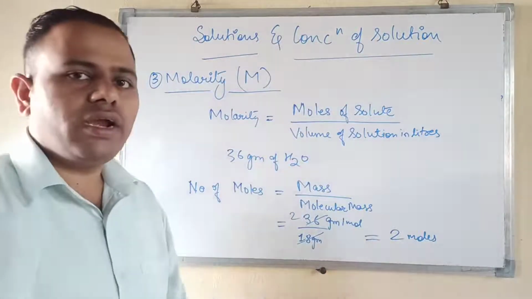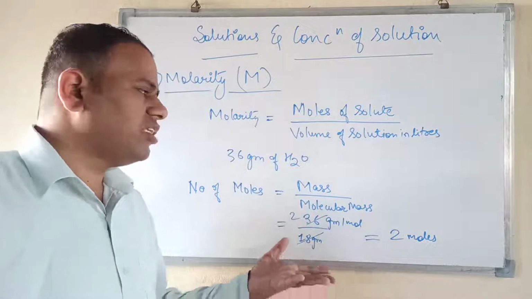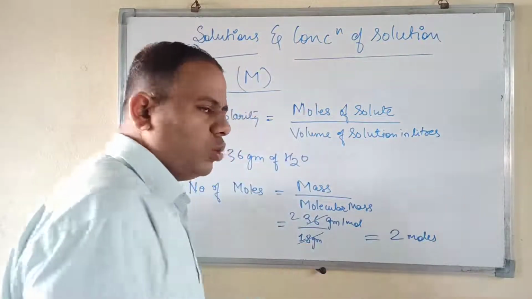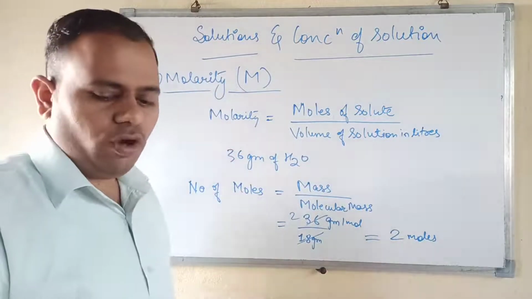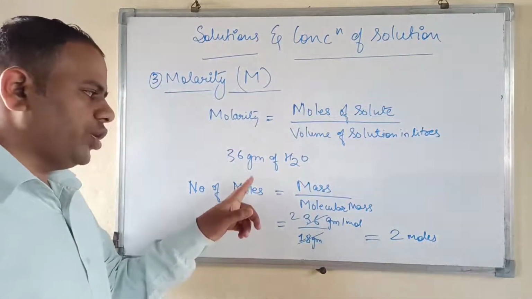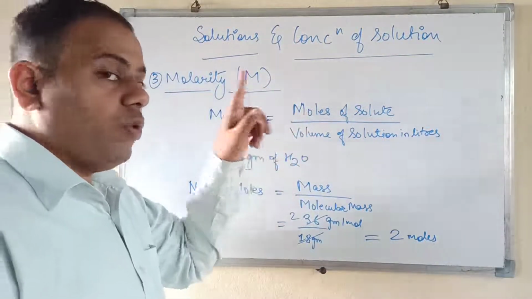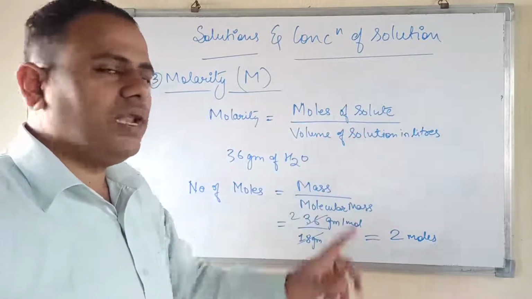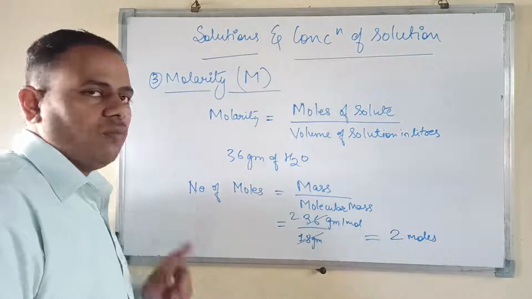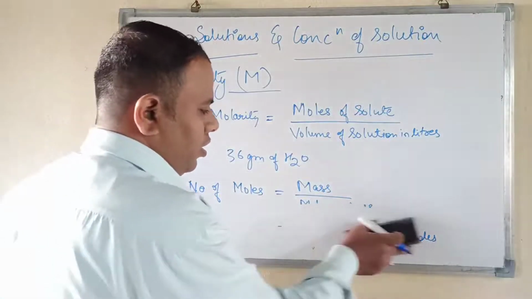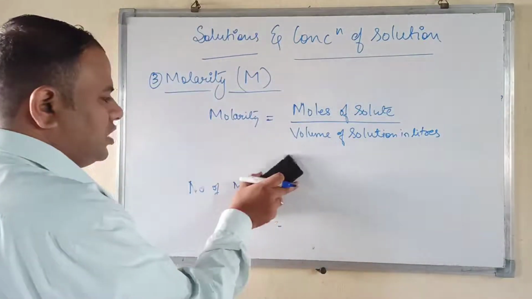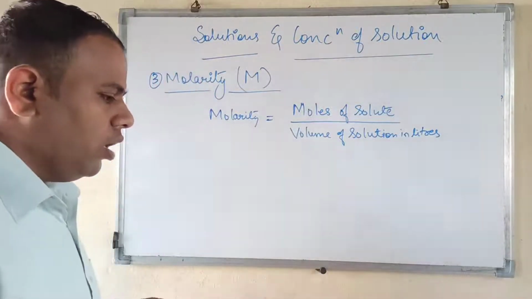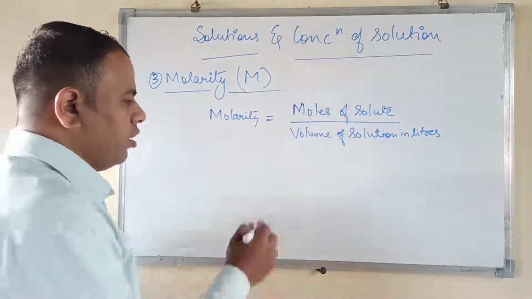Likewise, you can calculate the number of moles of any particular substance that is given to you. When you mix the molecular mass of a substance into 1 liter, it exactly becomes equal to 1 molar, just like I showed you in the example of NaOH. So this is how you are going to calculate the molarity.